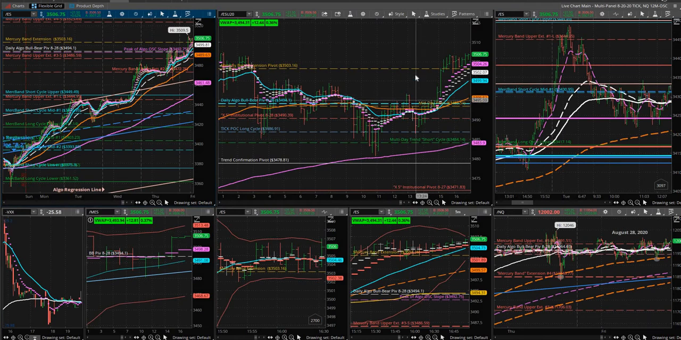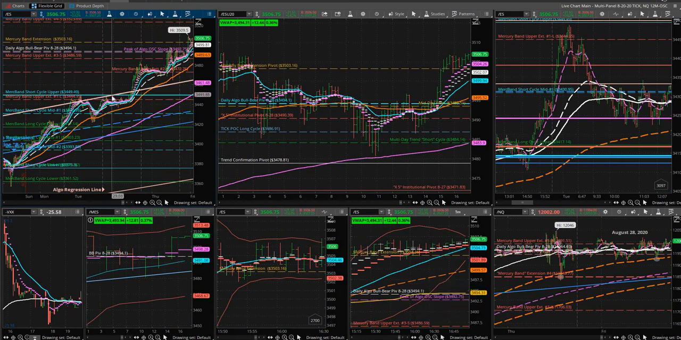Now, let's take a look at our day trade algo. Now, whereas we've got our Mercury bands here, we've got more granular horizontal pivots. Now, this is something that just simply does not exist outside of this system, and that is our Mercury dynamic pivots. Now, these release every morning.